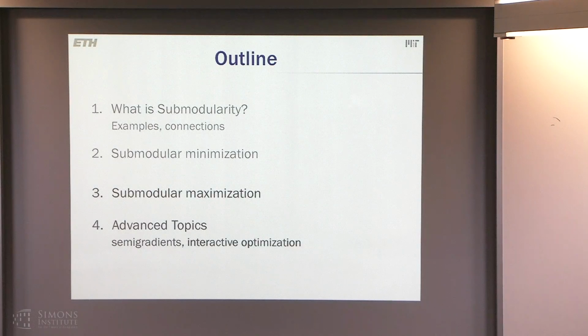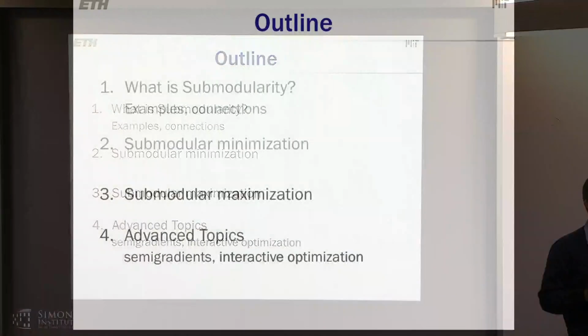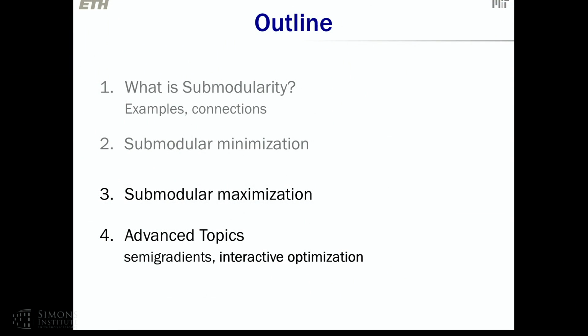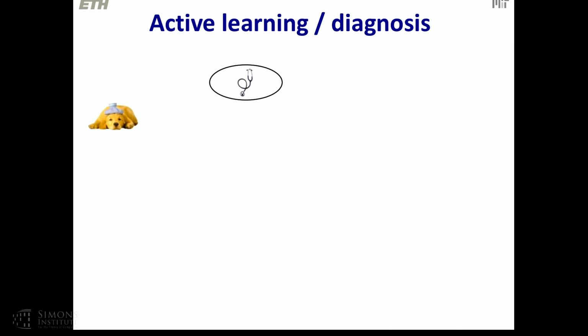Okay, so this is what I wanted to talk about in terms of semi-gradients. In the last couple of minutes, I want to talk about another topic that is connected to this notion. So one of the themes of the Simons program is interactive machine learning. And I want to talk about some of the roles that submodularity might play in this area of interactive learning. And to do that, let me start with the following examples.